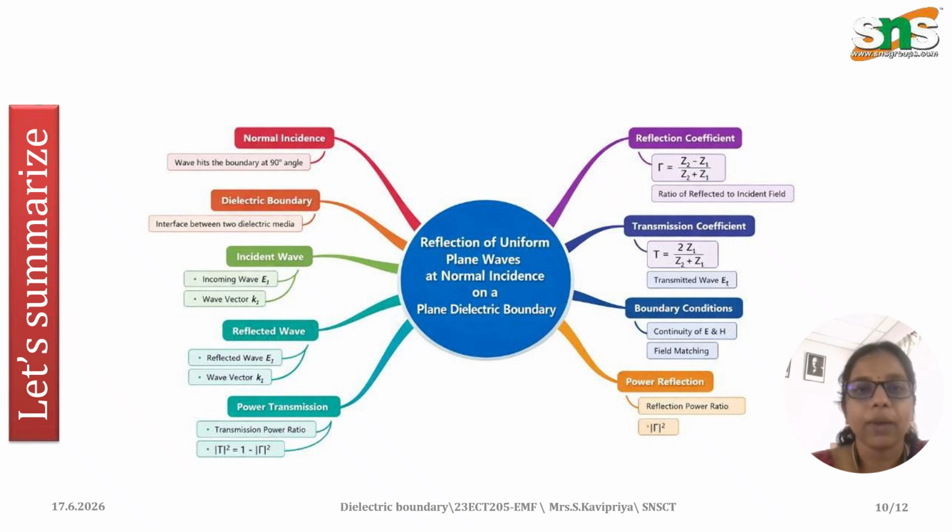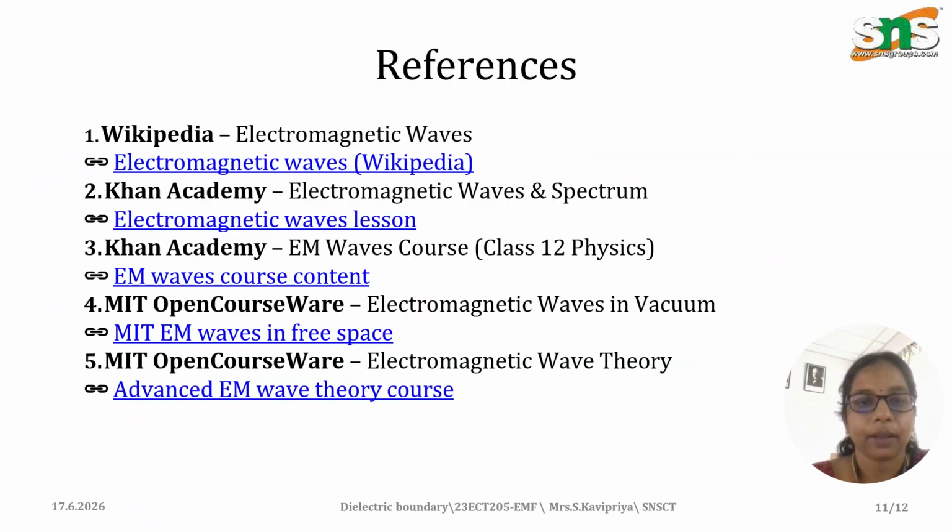And this is the summary of what we have discussed so far. We have discussed what normal incidence is, what the dielectric boundary is, what the incident wave and reflected wave are, what the reflection coefficient and transmission coefficient are, what the conditions at the boundary are, and finally the applications. And these are all my references.